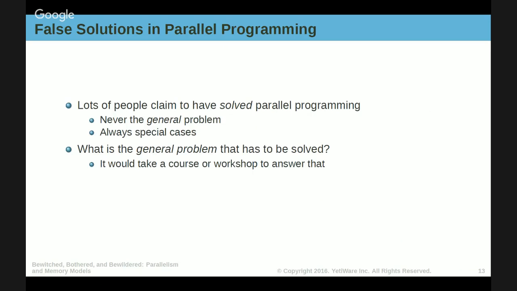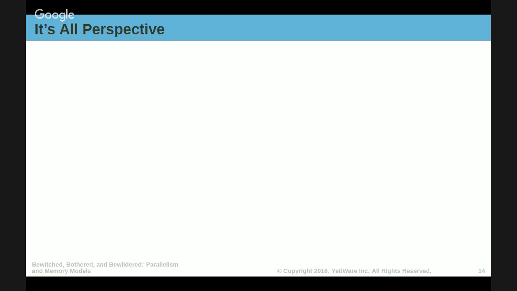In terms of what the general problem actually is that we have to solve, it would take an entire course or workshop to solve it. So Marcelo attended one of my trainings. He can fill you in over lunch or something like that. So it is very difficult to even describe the nature of the problem in general. And it's pure theoretical computer science. So it is a matter of perspective.